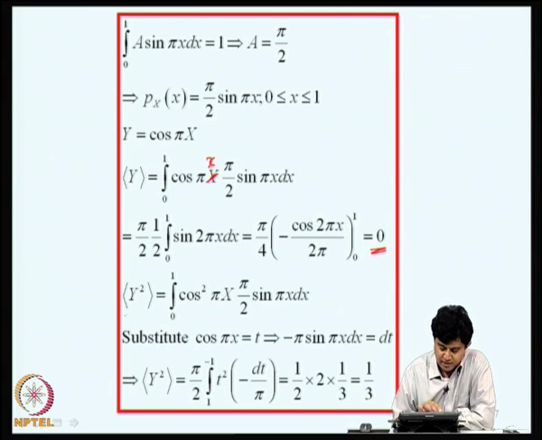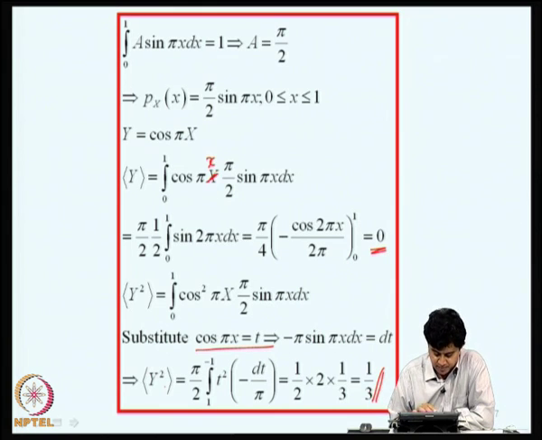What is the mean square value? Integral of cos square pi x, pi by 2 sin pi x dx, and if you make the substitution cos pi x is equal to t and carry out this integration, we get the mean square value to be 1 by 3. Since the mean is 0, the mean square value itself is the variance.